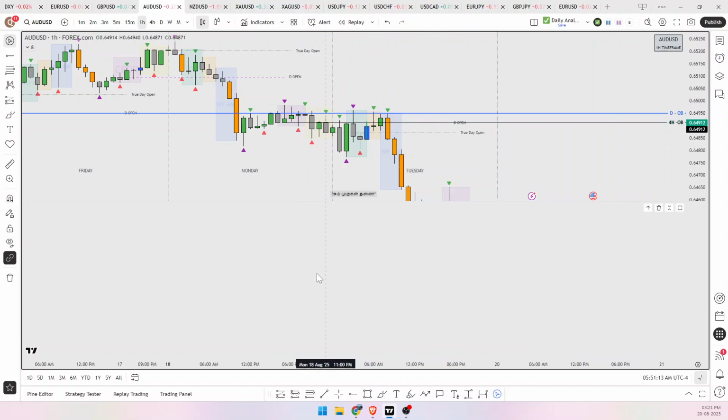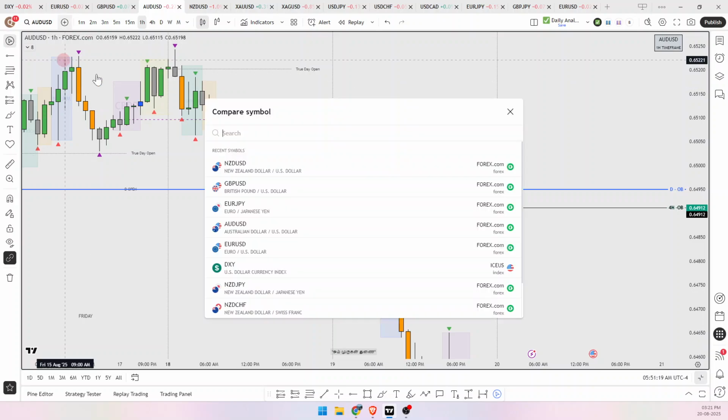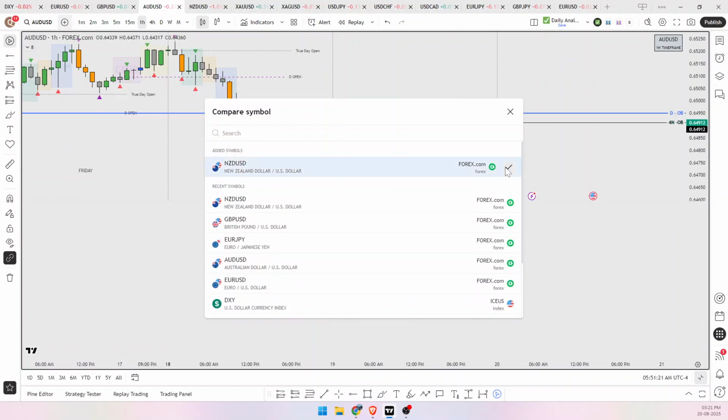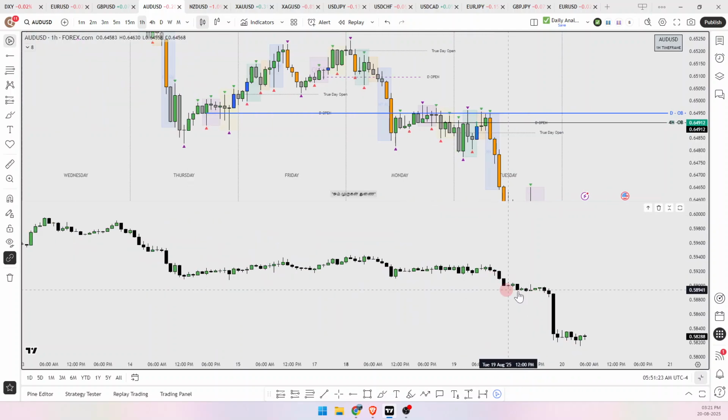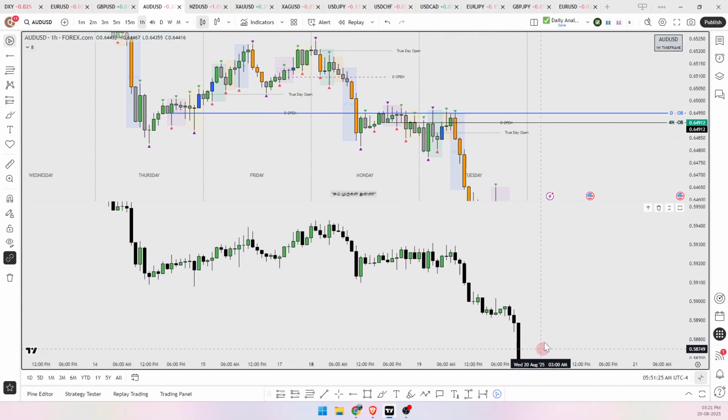Just a minute, it is loading, I guess. And it is not coming. New Zealand. Okay, it has got lower.